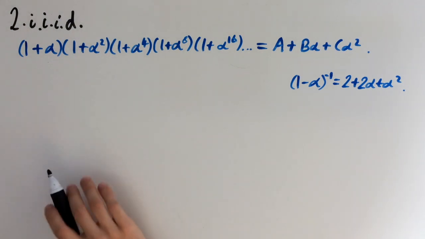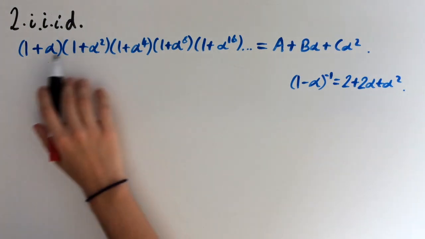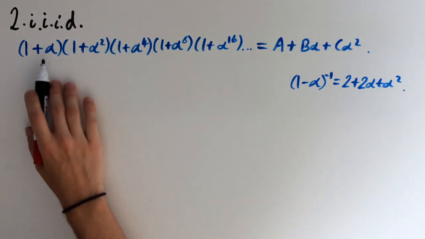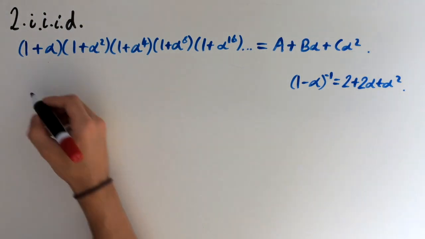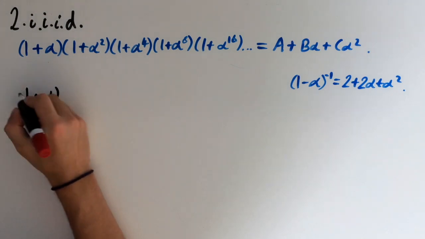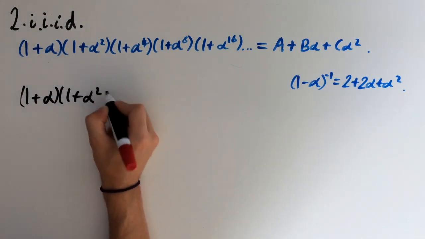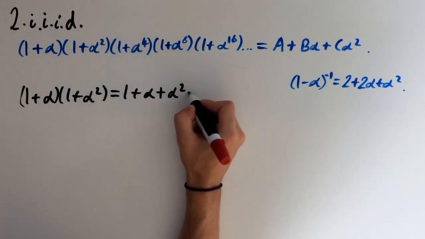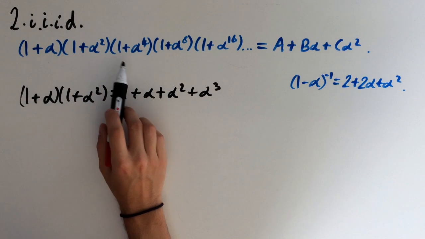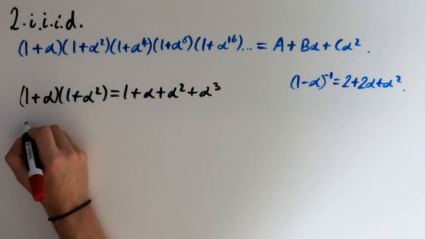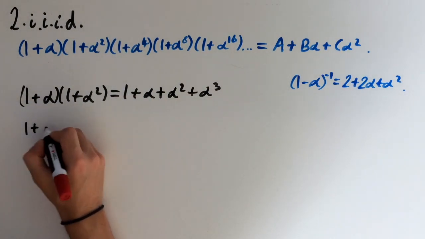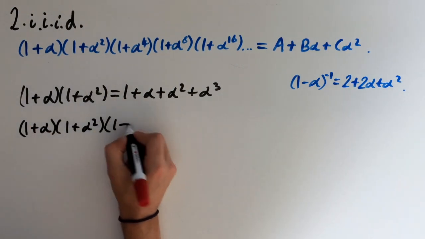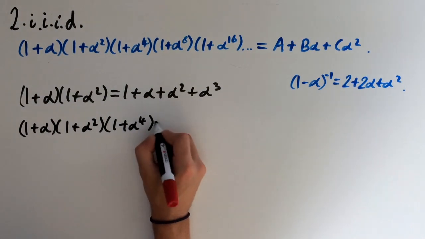For part D, which is the last part of the question, we have the function of this infinite product, and the powers of alpha are always powers of 2. So what I'm going to do is multiply a few brackets out and try and find the pattern. So 1 plus alpha times 1 plus alpha squared, this equals 1 plus alpha squared plus alpha cubed. Now if I multiply all of this by 1 plus alpha to the 4, I'm going to get 1 plus alpha times 1 plus alpha squared times 1 plus alpha to the power of 4.